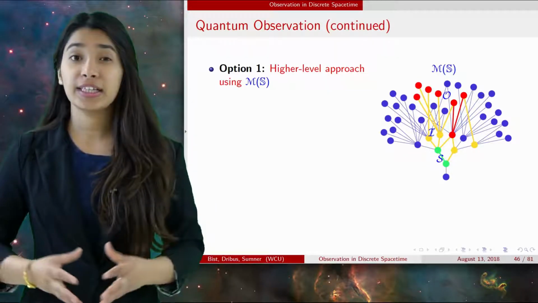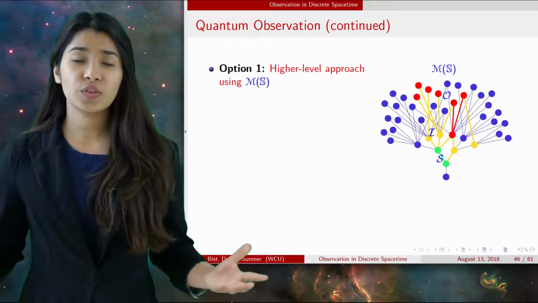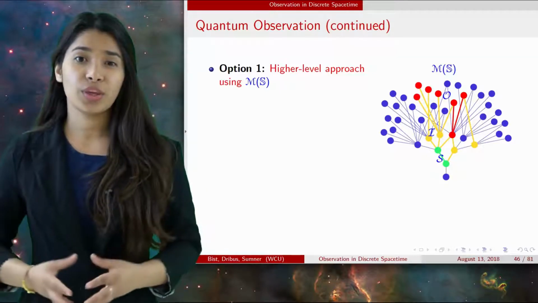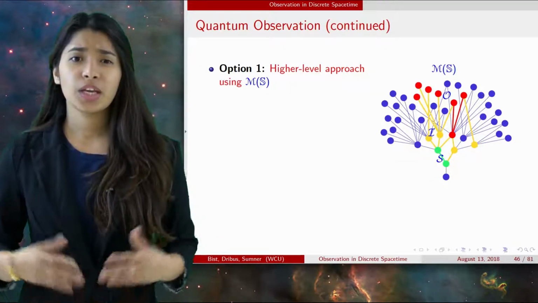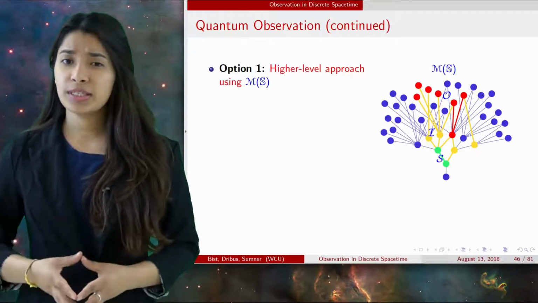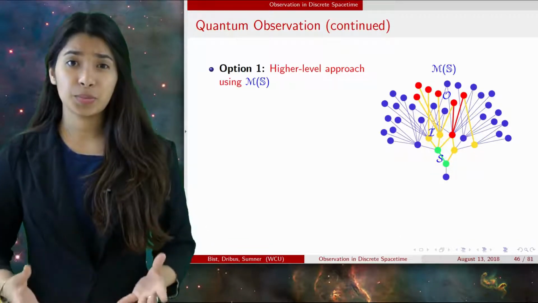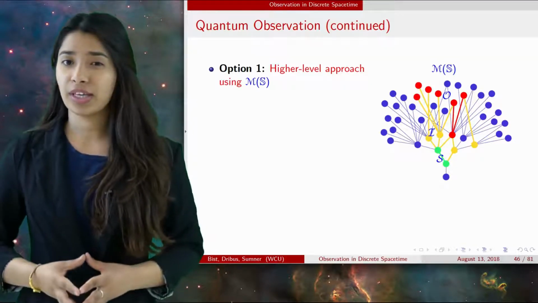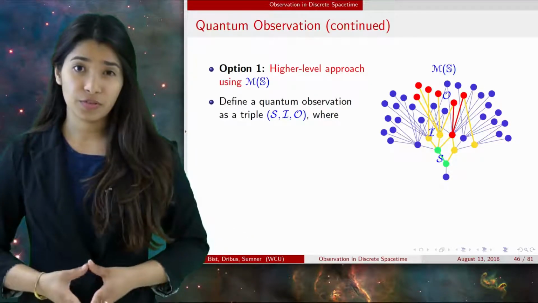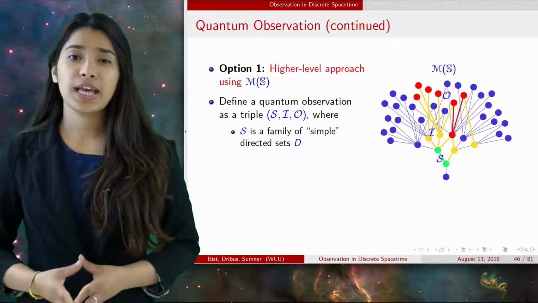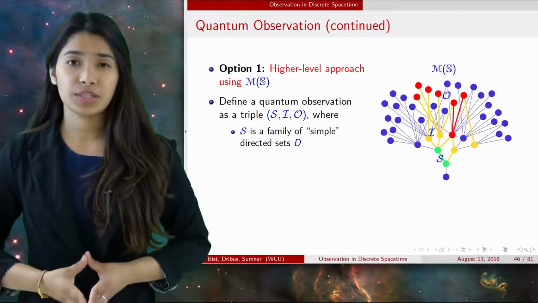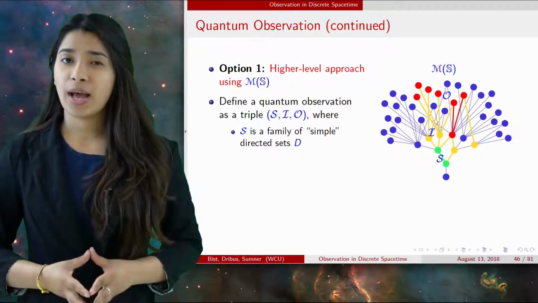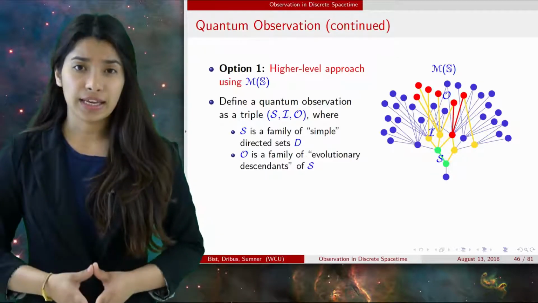We call this the higher level approach because it uses the overall global structure of the kinematic scheme instead of just working with the individual directed sets. If we follow this approach, then we simply choose a subobject of script M of bold S to represent the observed system and call it calligraphic S, to distinguish it from a classical system. Notice that such a system actually represents an entire family of directed sets. We then choose a similar family for the observer and call it calligraphic O.